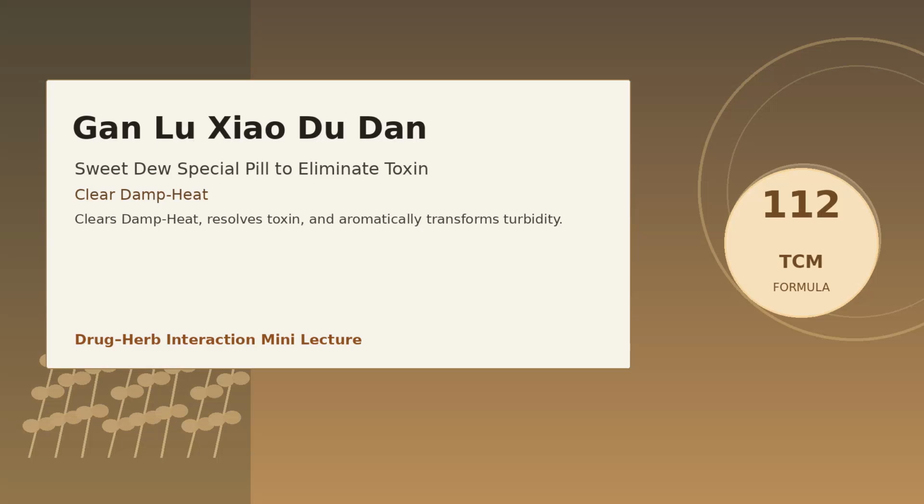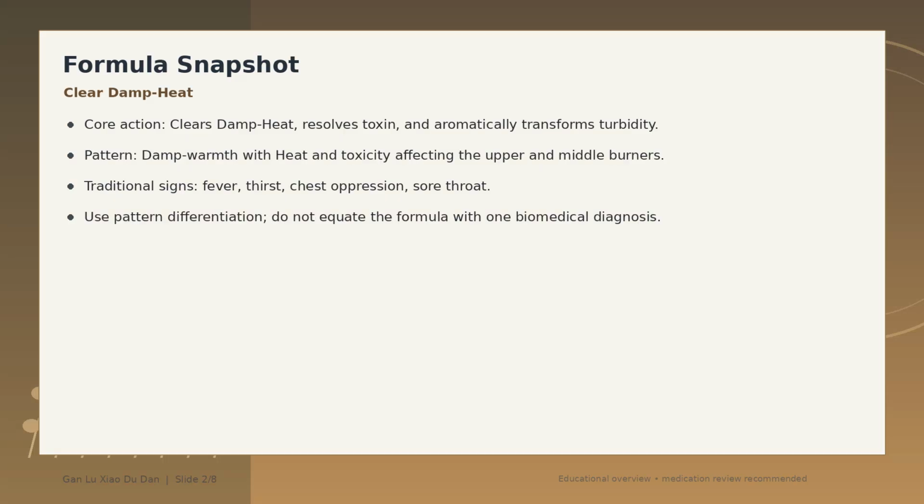The pattern framework is damp warmth with heat and toxicity affecting the upper and middle burners. This mini-lecture focuses on the formula logic, recognizable pattern features, and practical drug-herb interaction screening. It is an educational overview, not an instruction to self-prescribe. Start with the pattern rather than the disease label. The traditional target pattern is damp warmth with heat and toxicity affecting the upper and middle burners.